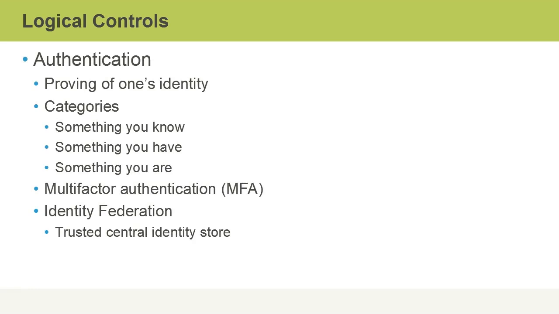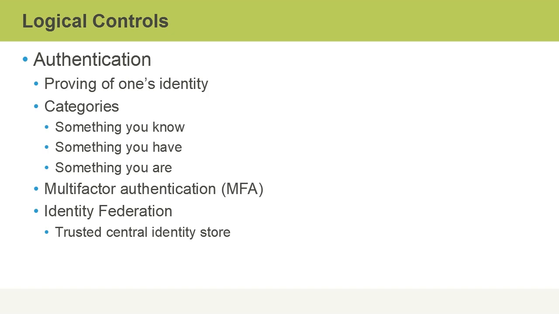Authentication is a logical control, and it is the proving of one's identity. There are three types of authentication categories, including something you know, like a password, something you have, like a smart card, and something you are, such as a unique fingerprint. Multi-factor authentication, or MFA, combines at least two of these categories. Maybe it would include a smart card and a PIN, something you have and something you know.